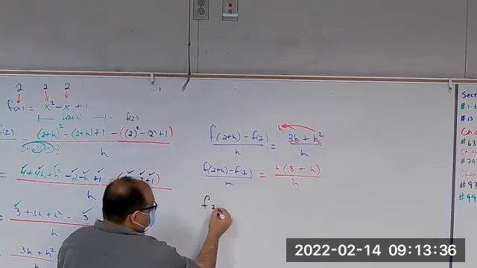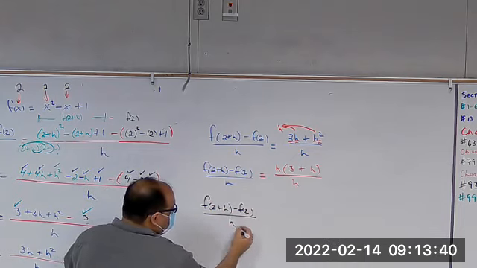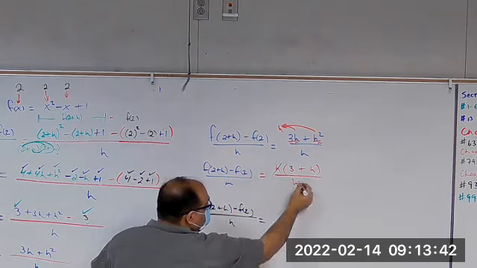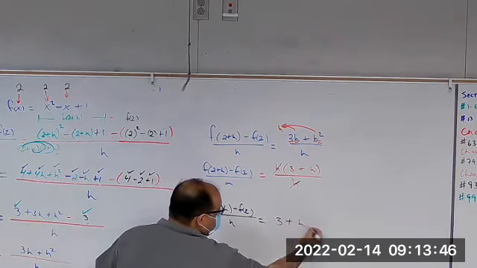And so this f of 2 plus h minus f of 2, all over h, is equal to h divided by h, which is 1, and all you have left is 3 plus h.